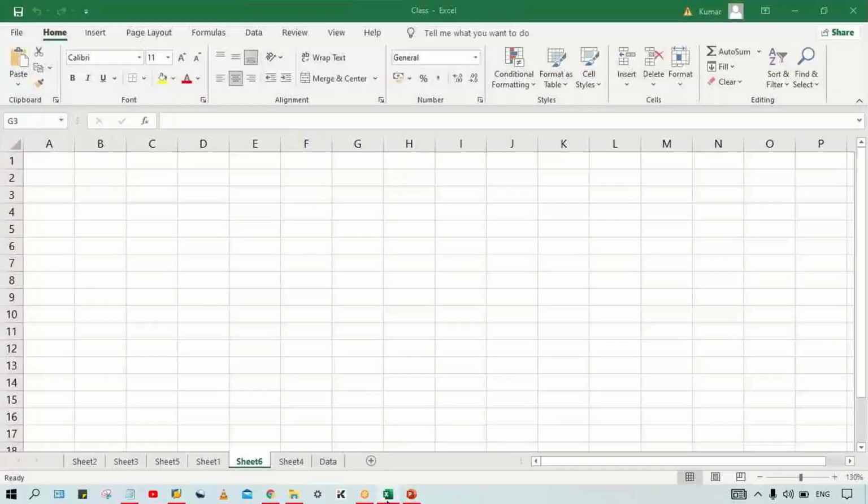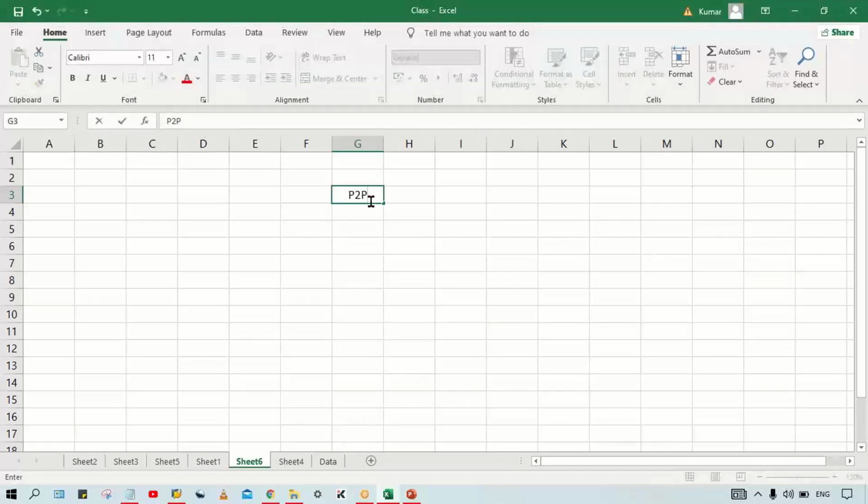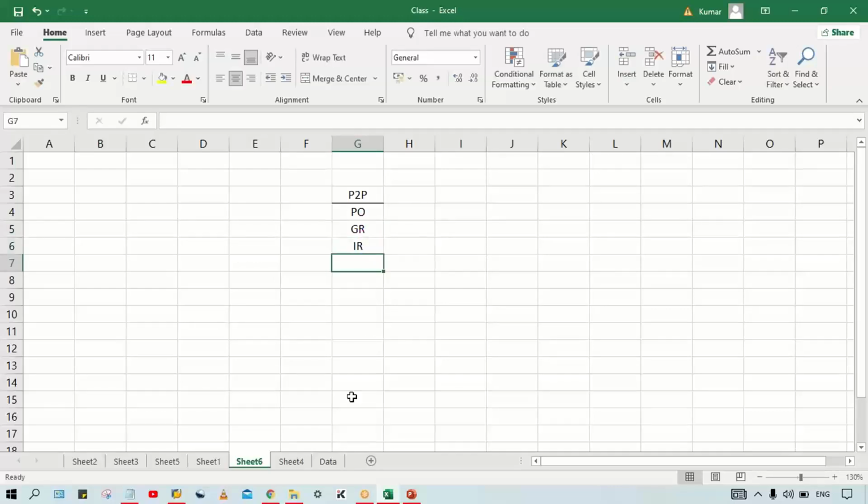So generally in organizations, what is happening, guys? We are going to follow a process that is called the P2P process. P2P means procure to pay. In procure to pay, certain steps are there that we have to follow. Let's suppose Tata Motor has to purchase goods. Then a PO, a purchase order, is going to be raised to the vendor. Based on the PO, the vendor is going to deliver the goods, that is called goods receipt. Along with the goods receipt, an invoice is also sent by the vendor, that is called invoice receipt.